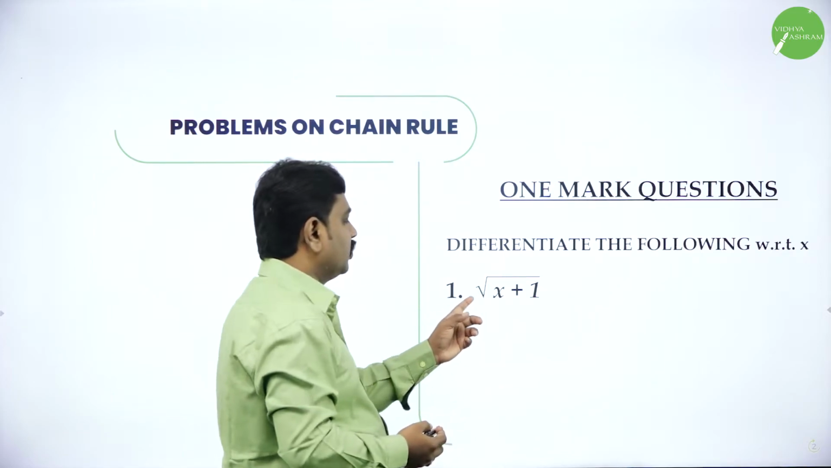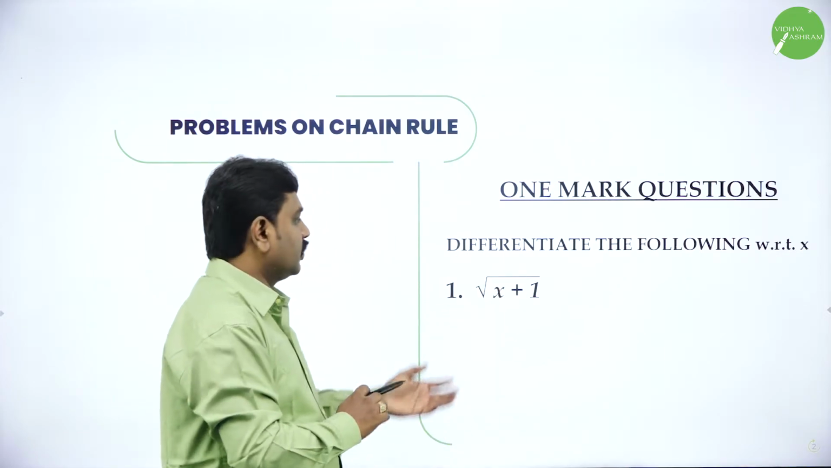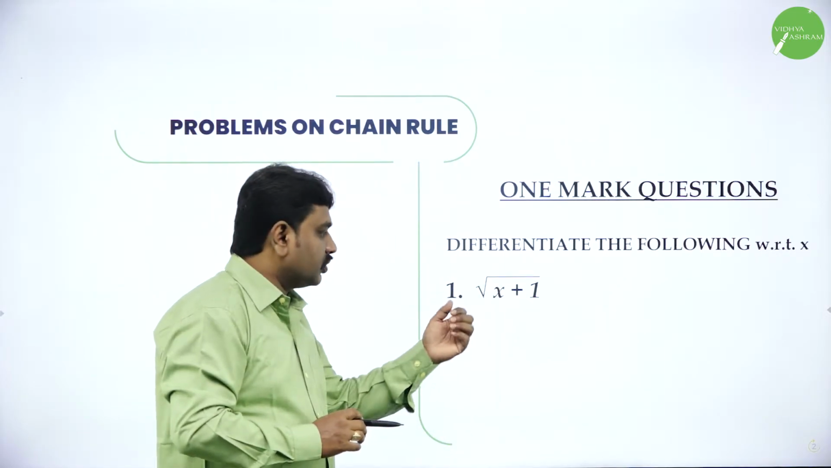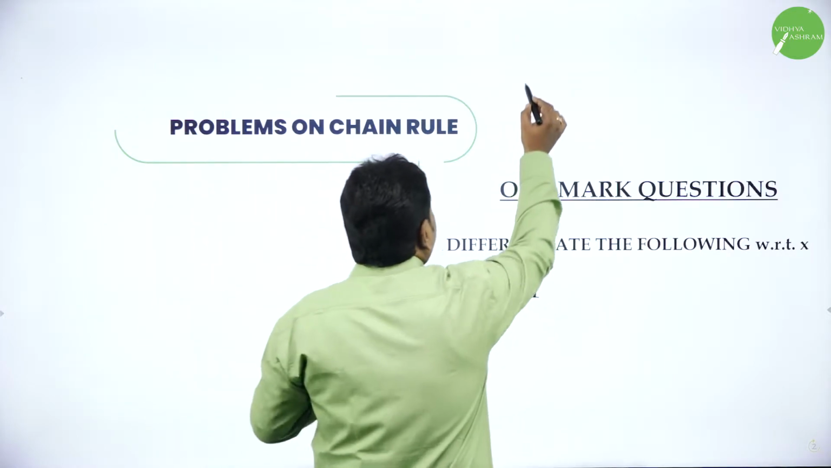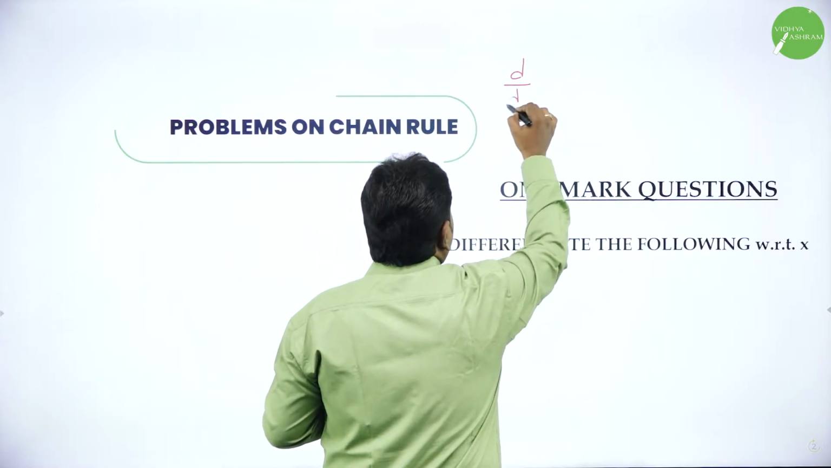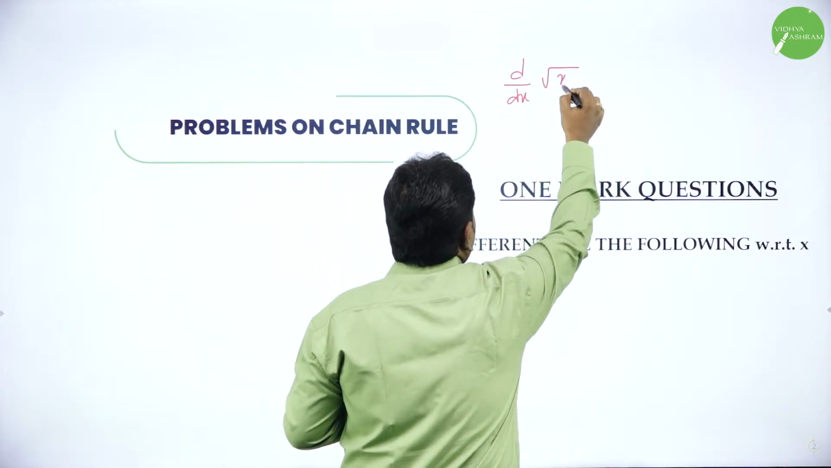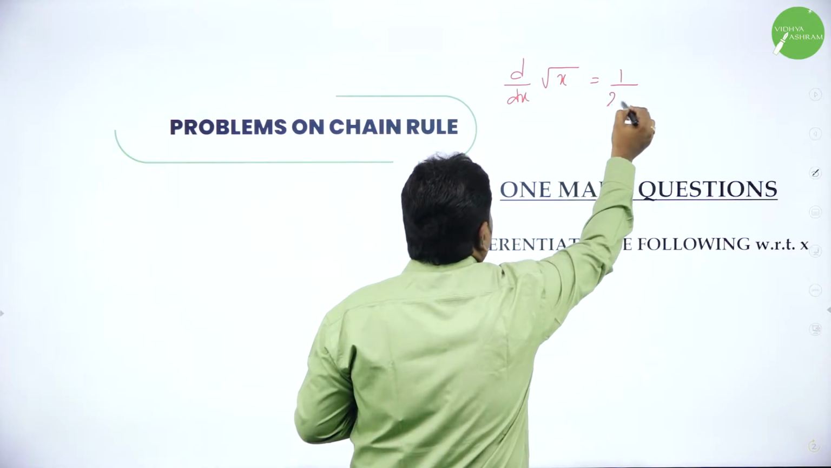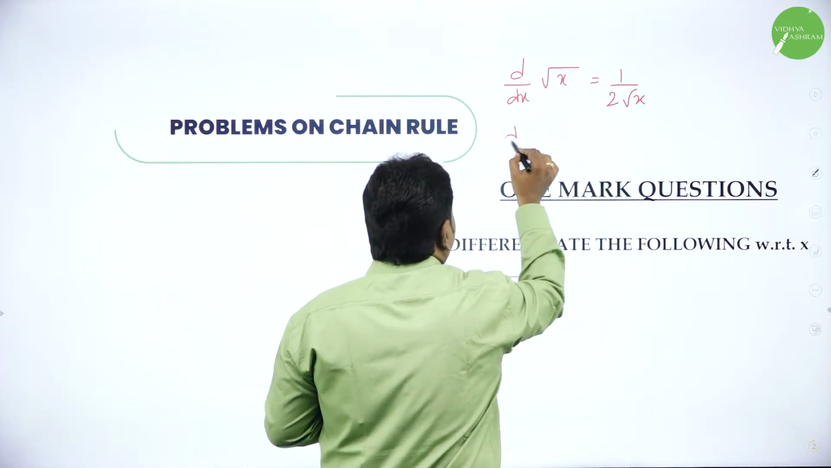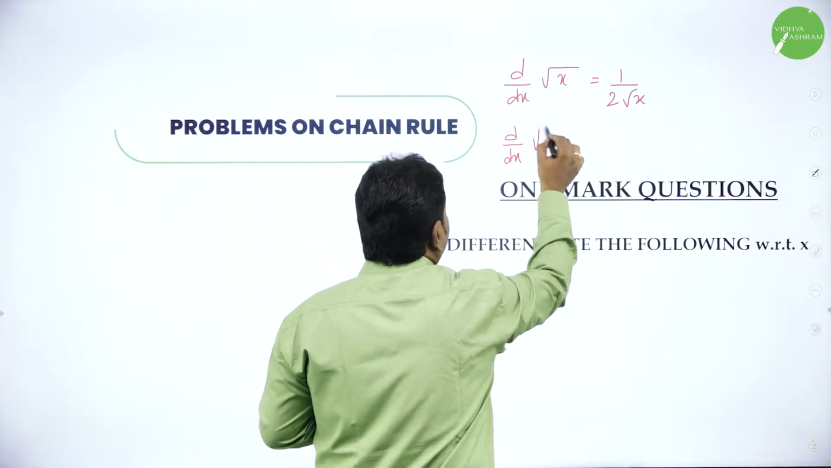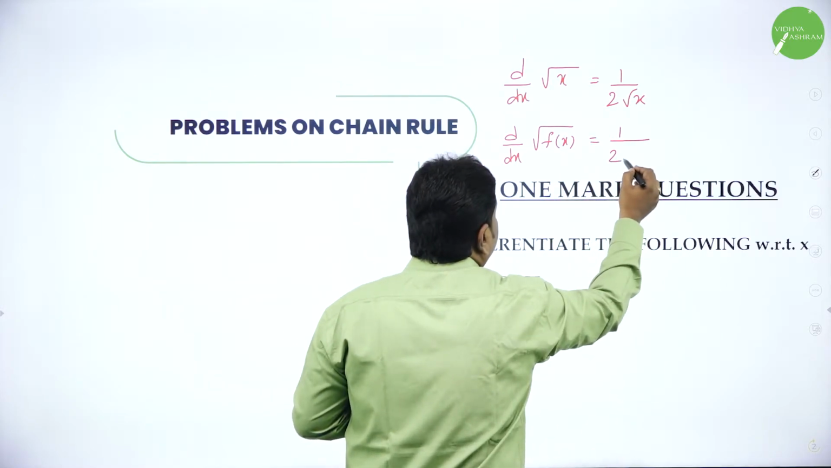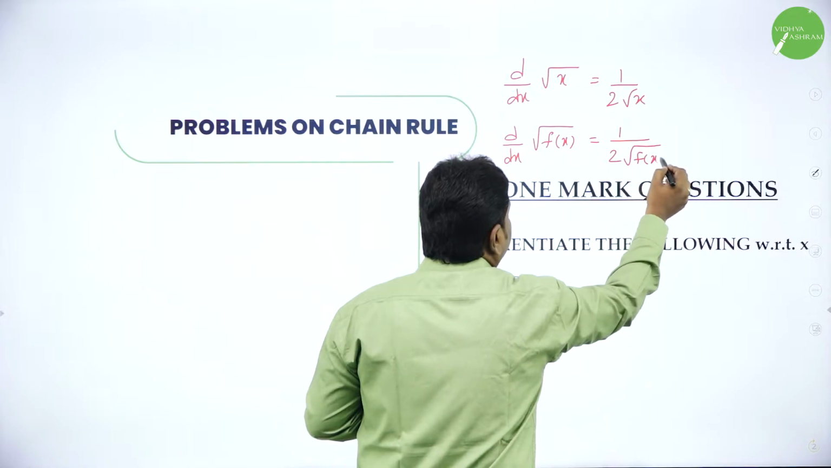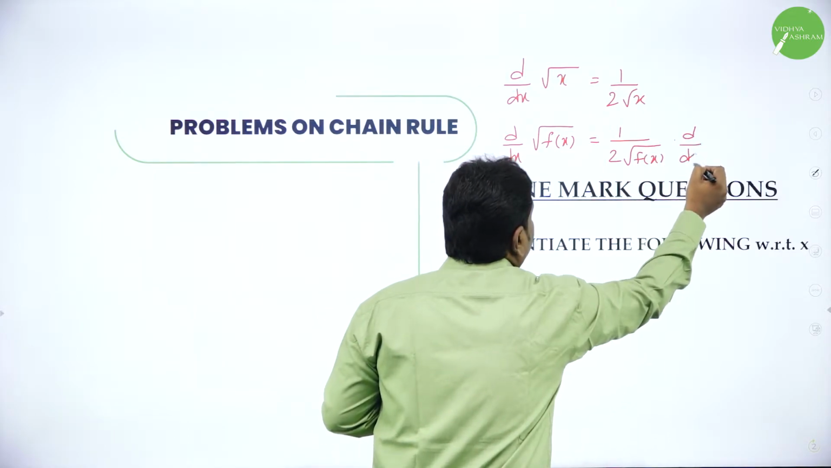The first question they gave is root of x plus 1. So it is in the form root f of x. Just let me recollect, all of you know derivative of root x is 1 by 2 root x. If you want to find d by dx of root f of x, what is it? 1 by 2 root f of x into d by dx of f of x. Do you agree or not?